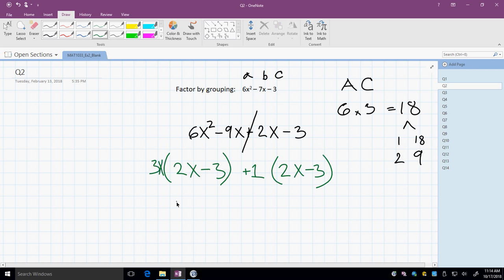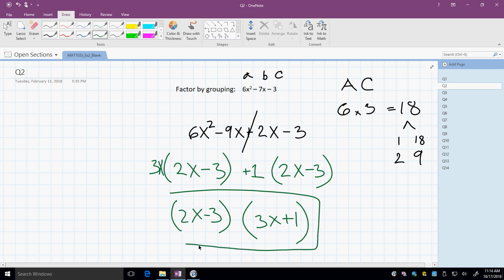So when my 2 parentheses are the same, I rewrite one of the parentheses and I open a second set of parentheses, and I put inside that second parenthesis what is left outside. So it's going to be 3x plus 1. And that will be your answer.